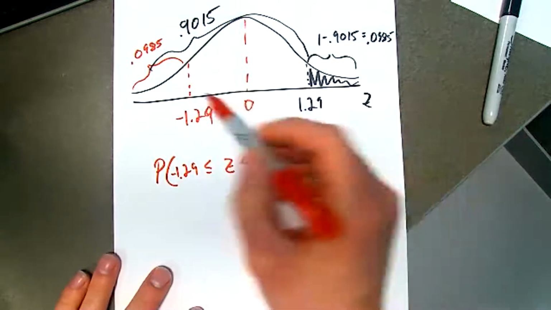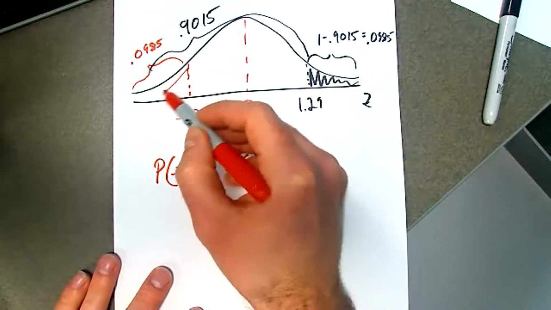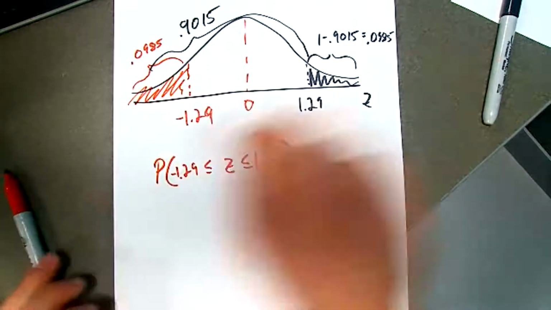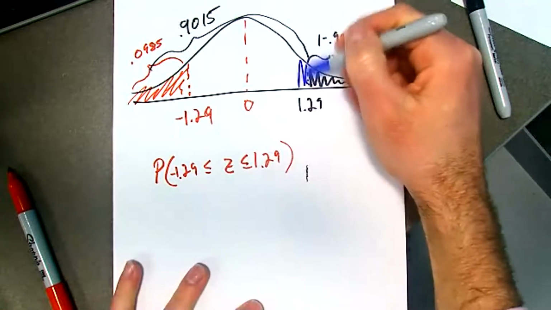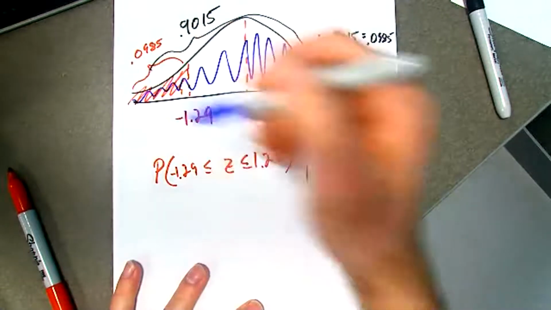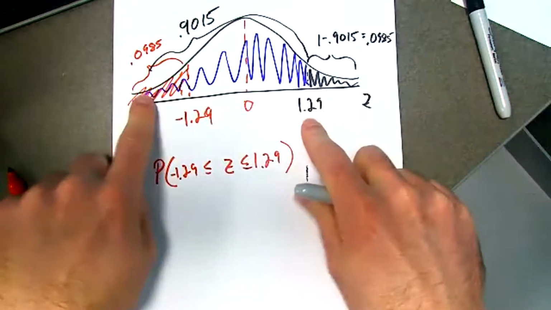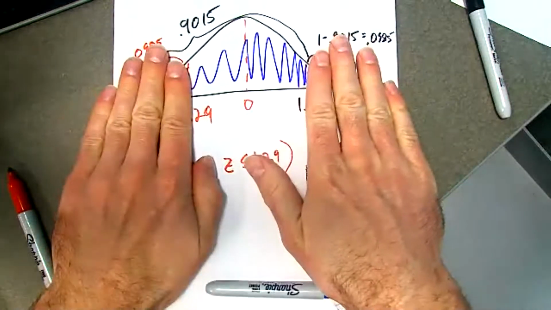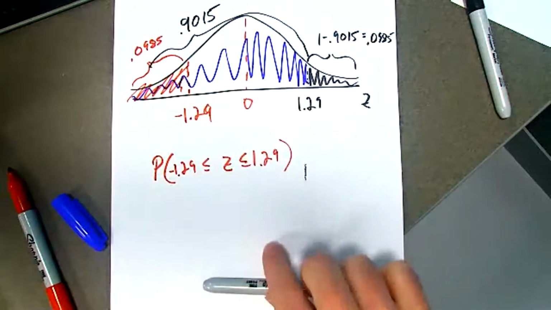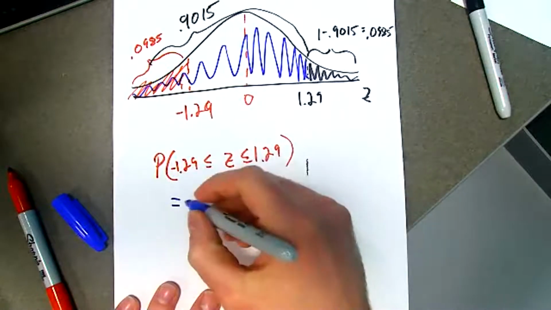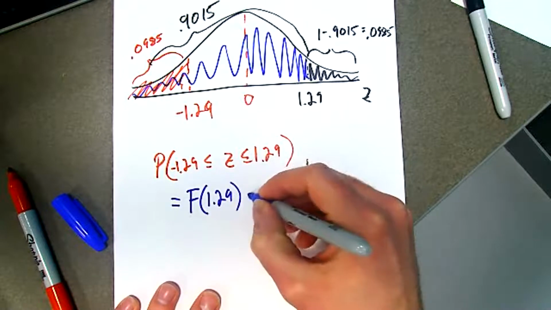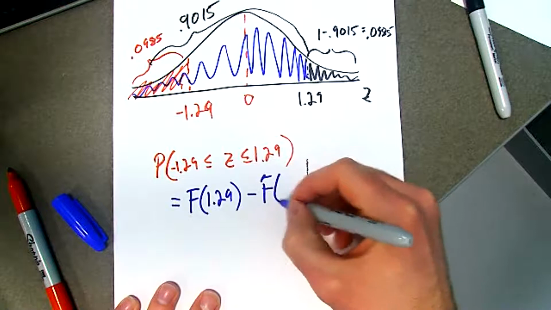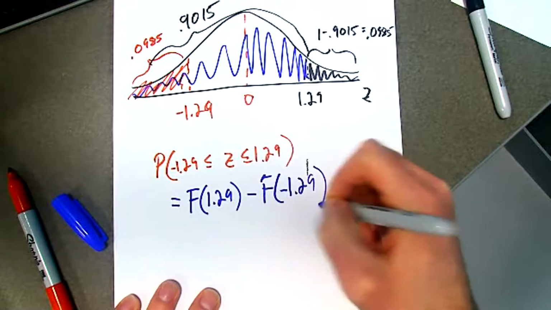But really what I'm thinking about here is I just want to take this area, I should use a different color here, and subtract it from this area. If I subtract the red from the blue, all I'm left with is what's in between, which is what I wanted. So it's like we're taking the cumulative density function for the z value of 1.29 and subtracting the cumulative density function for negative 1.29.